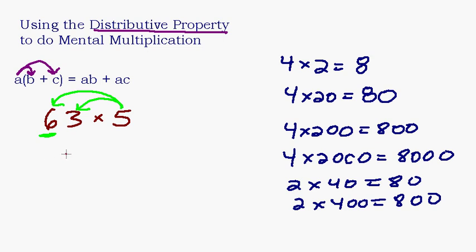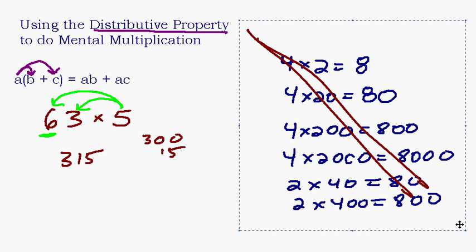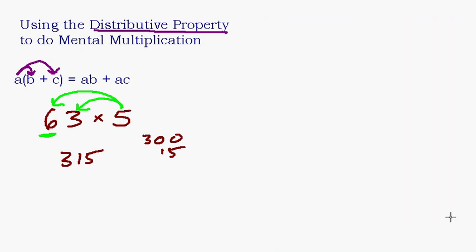Hopefully you have 315. 60 times 5 is 300. 5 times 3 is 15. 315. Let's try another one. Let's just try a bunch of these. I'll give you one, and you can pause the video if you want and think about it. Just practice a few of them together.